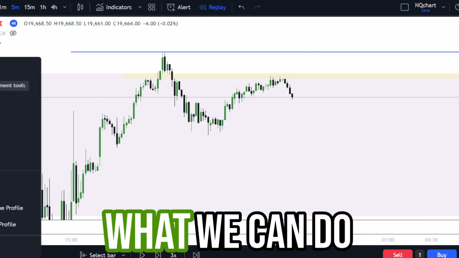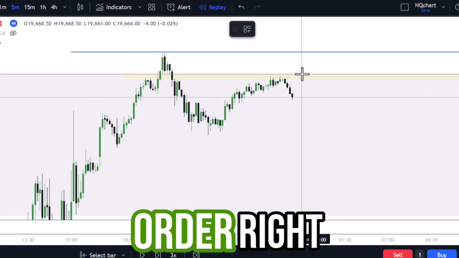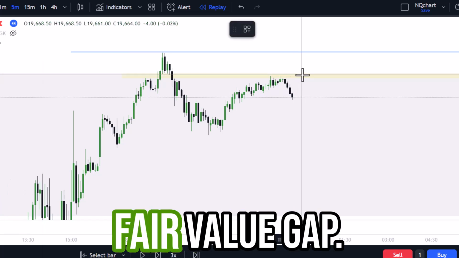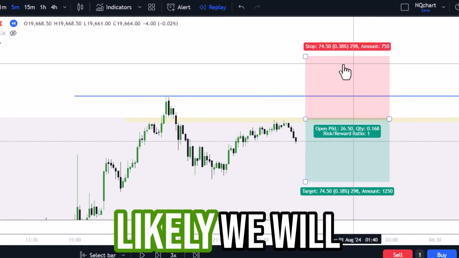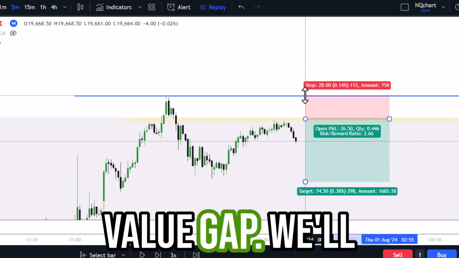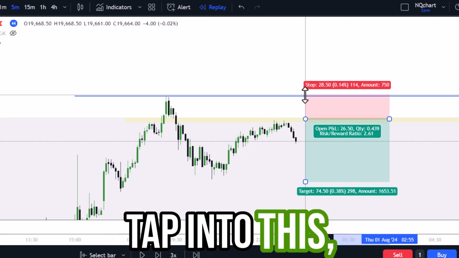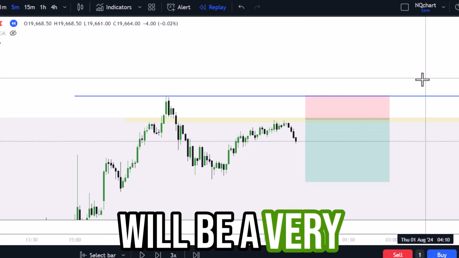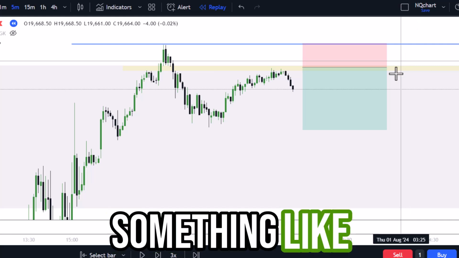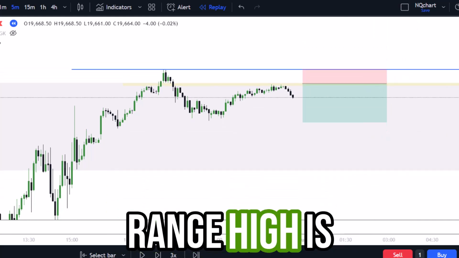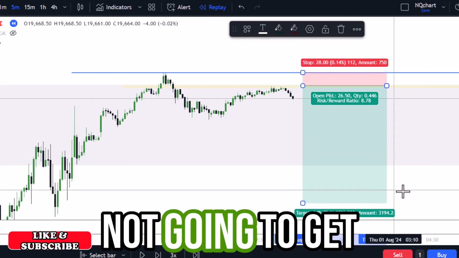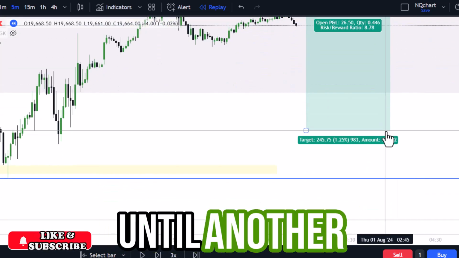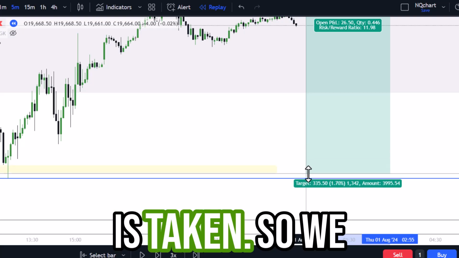Well, what we can do is set a limit order right back on this fair value gap, and if we truly are bearish, more than likely we will revisit this fair value gap. We'll come back and tap into this, right? And it will be a very good risk reward, something like this, right? Because the range high is over there and that high is not going to get taken out again until another significant low is taken.